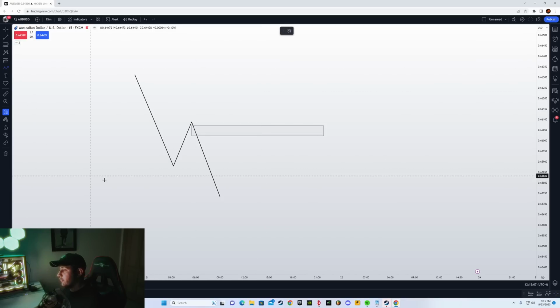Now, what is a 3 drive pattern? So before price comes into your POI, it will make a higher high, and then the last higher high. So basically we have one higher high, the second higher high, and the third higher high. Now that is called 3 drives pattern. We have first drive, the second drive, and then the third drive. Now, if this pattern occurs and the third drive hits your POI, you can simply just go short, right?